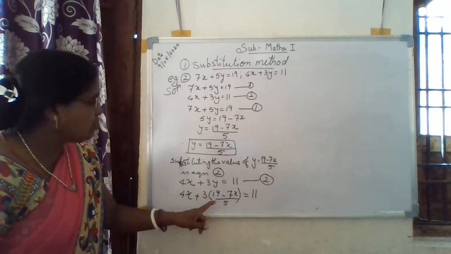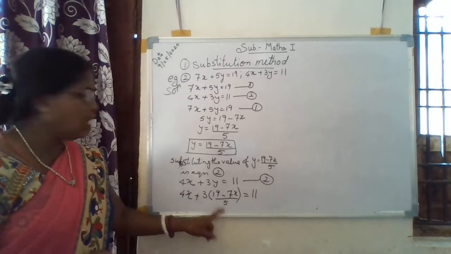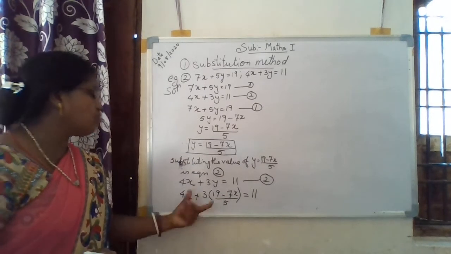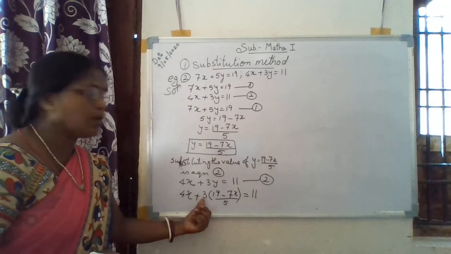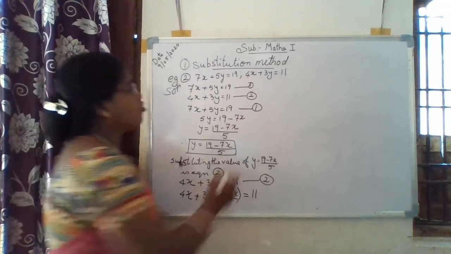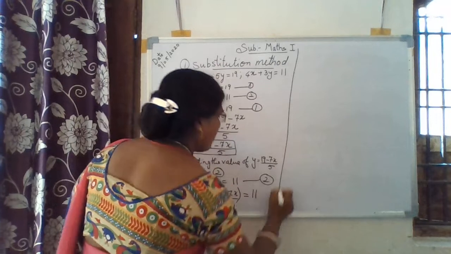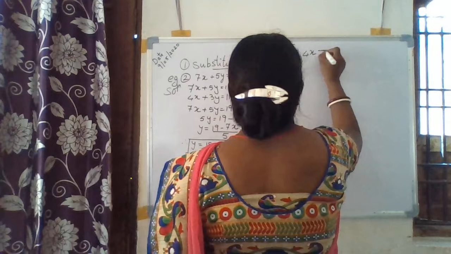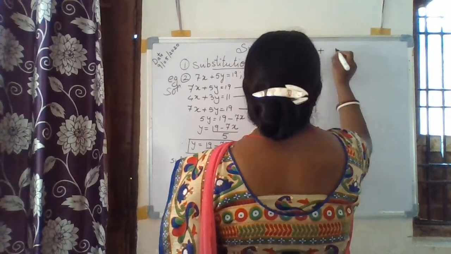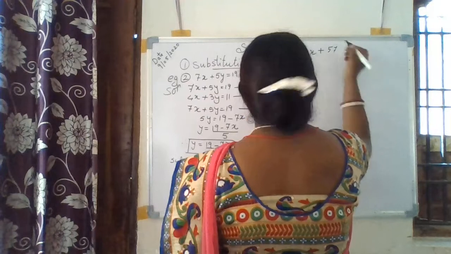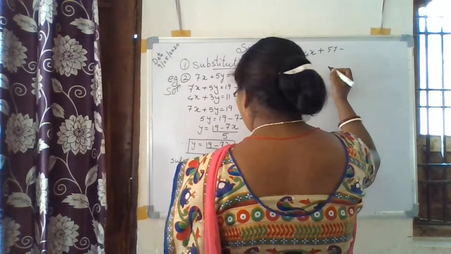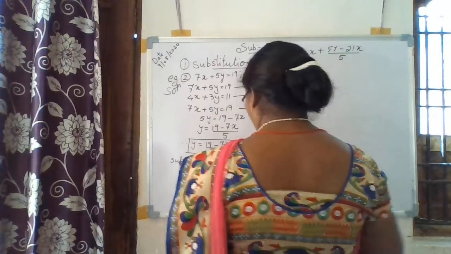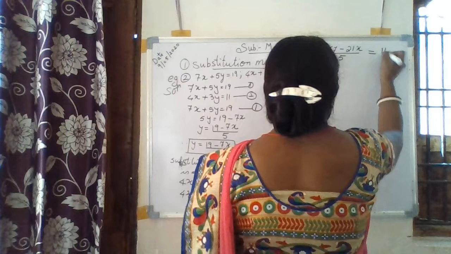Now here you can see that if 3 and 5 were cancelable, we could cancel them. But here it's not cancelable, so directly this bracket I will multiply by 3. So therefore it is 4x plus 90 into 3, that is 270, minus 3 7s are 21x upon 5 is equal to 11.